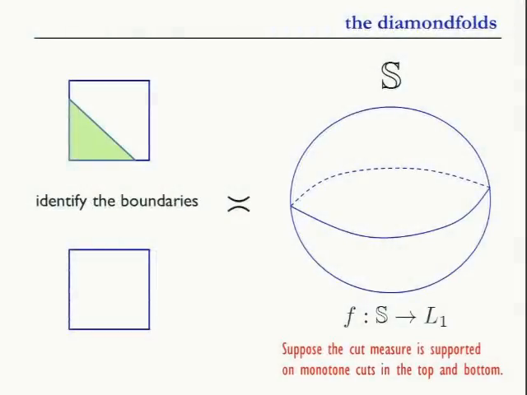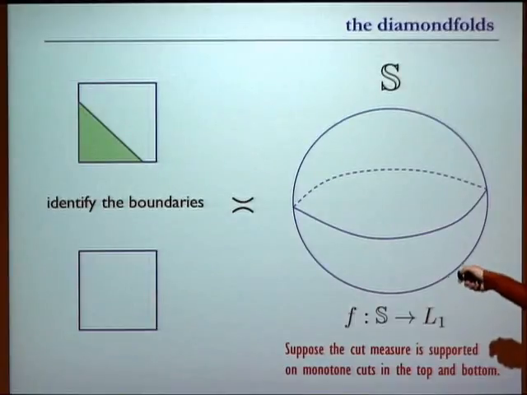What does it mean? Well, take any such cut, look at what it looks like in the top copy. It looks like this. Now they're identified along the boundaries, and it's easy to see that any half space intersected with the unit square is determined by its intersection with the boundary.